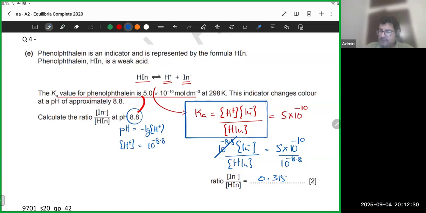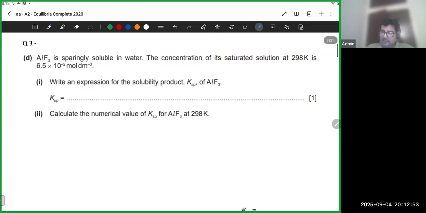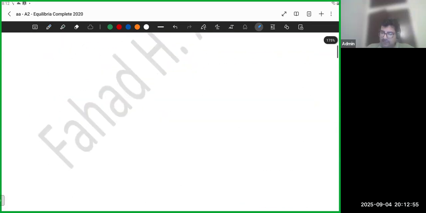And I'm just going to repeat the question. They gave us K, they gave us pH, which is why we also knew the H+1 concentration, right? And since these two were given, I was able to figure out what the ion -1 and HIN ratio, which they were looking for, is. Okay. So let's try and do another question just about K.